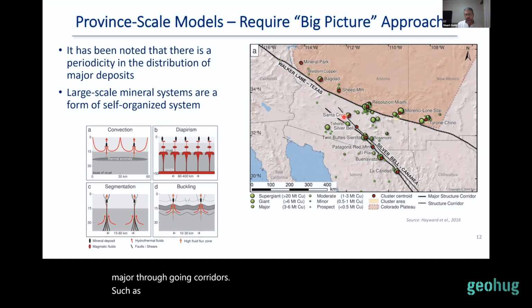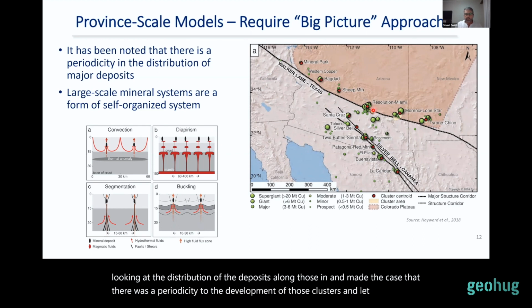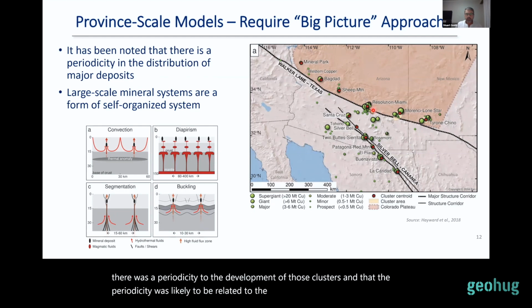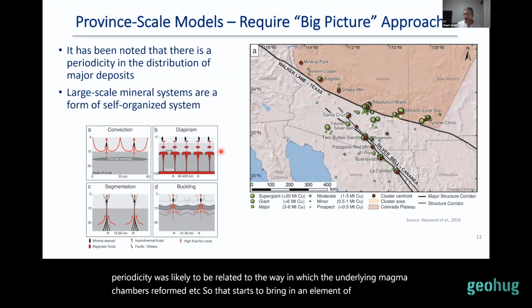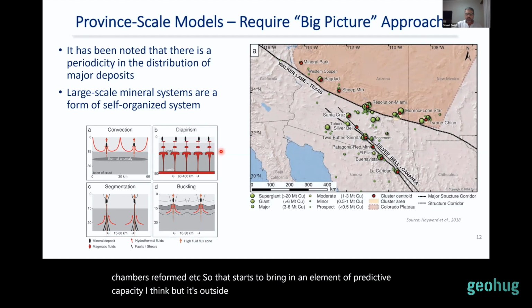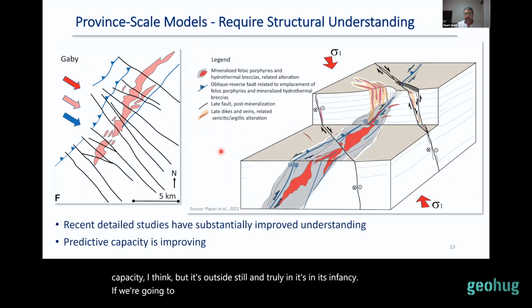for example, well known, and then started looking at the distribution of the deposits along those, and made the case that there was a periodicity to the development of those clusters, and that the periodicity was likely to be related to the way in which the underlying magma chambers were formed, etc. So that starts to bring in an element of predictive capacity, I think, but I'd say it's still well and truly in its infancy. If we're going to get better at this sort of predictability, predicting districts within overall broader arcs, then the structural architecture is important.